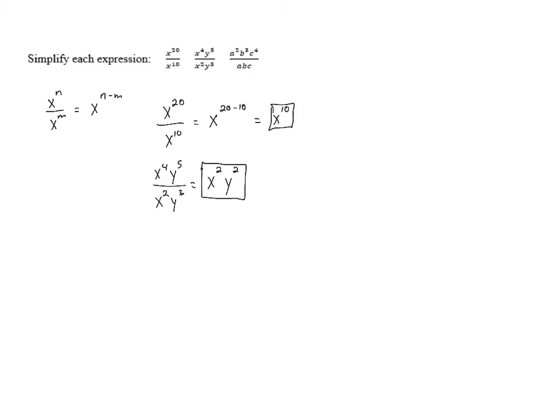Lastly, we have one more example, a squared b cubed c to the 4th over abc. We can do the same thing by recognizing that the exponents in the denominator are all 1. Taking the difference of the exponents gives us a to the 1st, because 2 minus 1 is 1, b squared, because 3 minus 1 is 2, and c cubed, because 4 minus 1 is 3. So we end up with a b squared c cubed as our final answer.